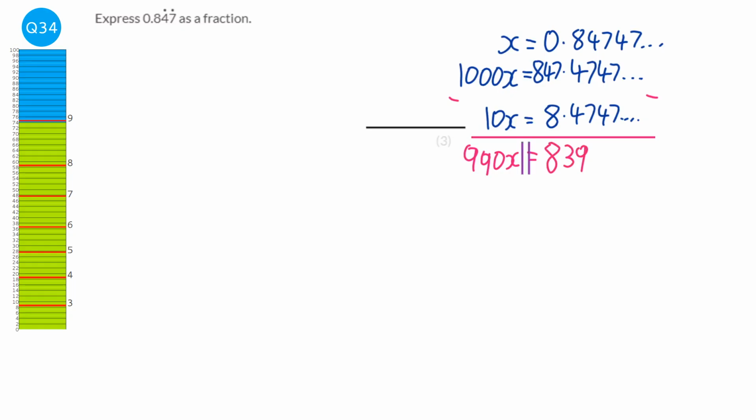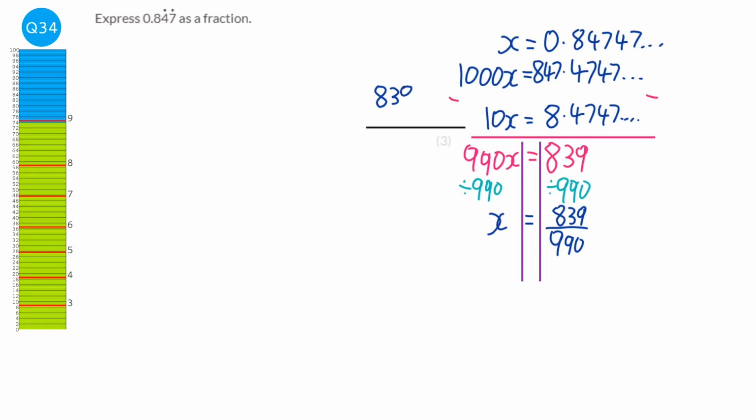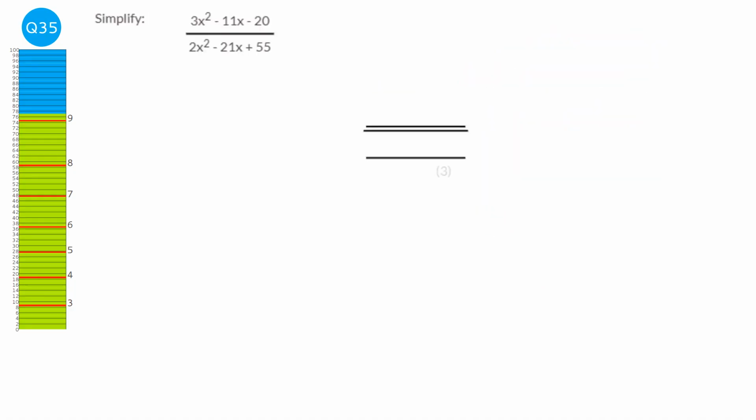And now I'm just going to put my lines in. And so what I'm going to do now is just divide both sides by 990. And so on the left hand side we've got x, and on the right hand side we have 839 divided by, or over, 990. So as a fraction it's going to be 839 over 990. When asked to simplify a fraction, we need to find a factor at the top and the bottom of the fraction to divide out.